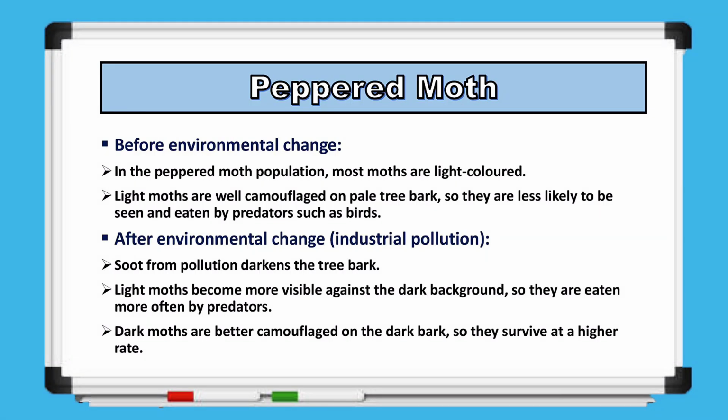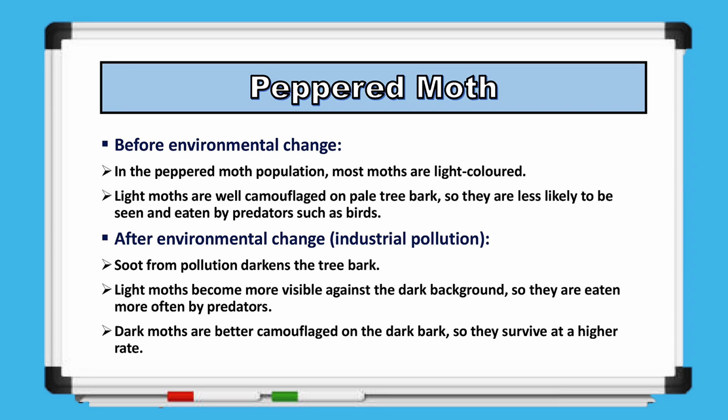The peppered moth is a classic example that shows how natural selection leads to evolution over time. Before environmental changes, most peppered moths in the population were light-colored. These light moths were well camouflaged against pale tree bark covered with lichens, so predators such as birds found it difficult to see them. As a result, they had a higher chance of surviving and reproducing.